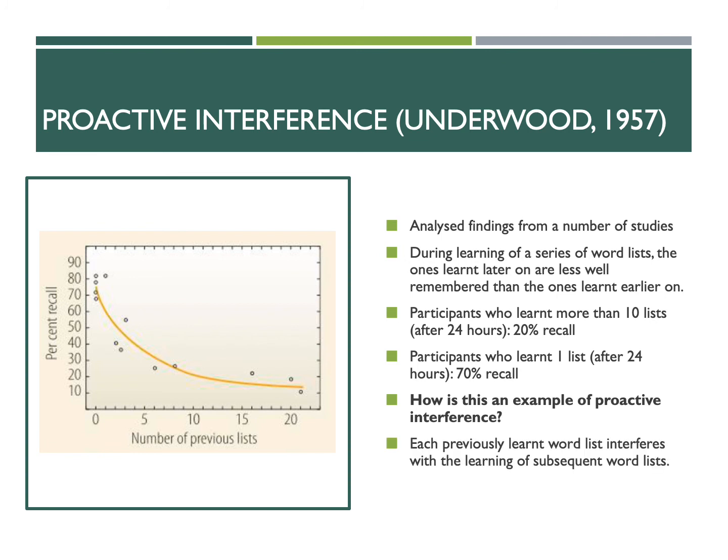It's showing that each previously learnt word list interferes with the learning of subsequent word lists. So the more word lists that you have to learn, the more that previous information that we've learnt, so P for previous or past, interferes with our recent or our new memories.